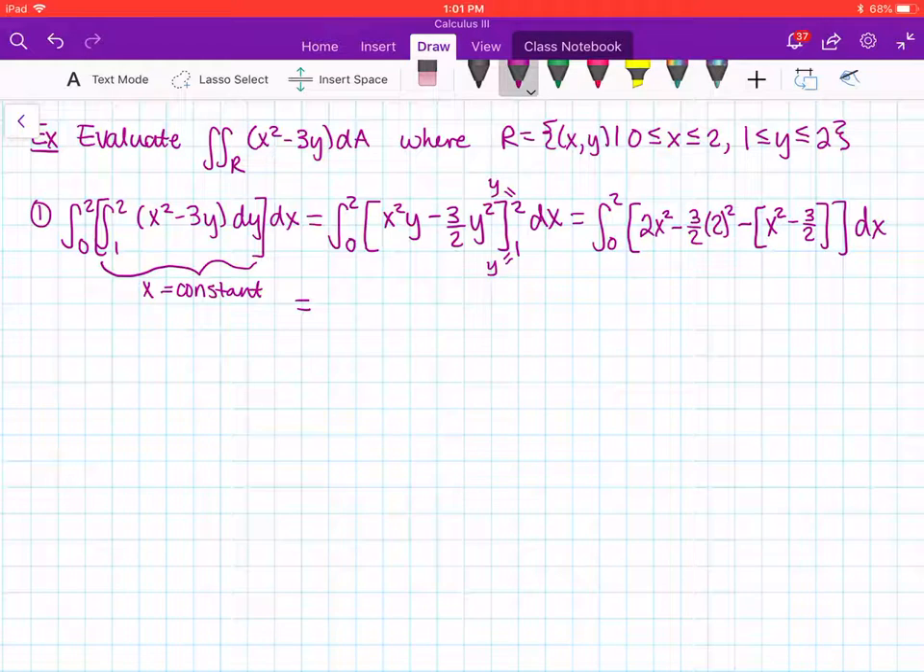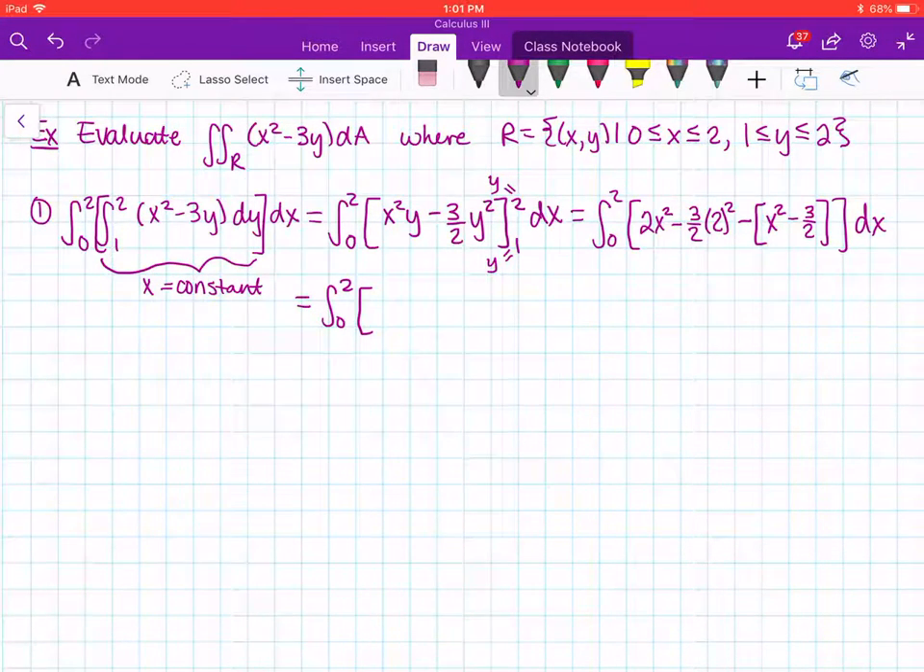Let's simplify first and then we'll integrate. So we got 2x squared minus x squared. So that's an x squared. And then we have minus 3 halves times 4. I should really simplify that. And that just becomes 6, right? And then remember I distributed, that's how I got the x squared. And then this becomes a positive 3 halves.